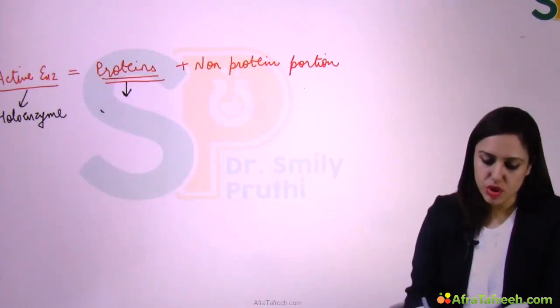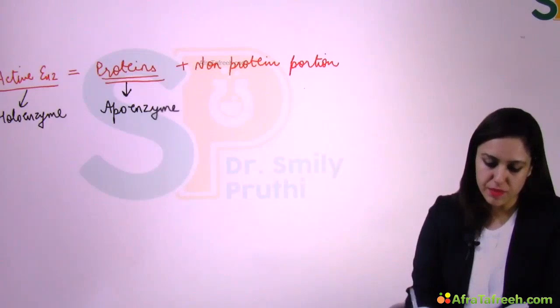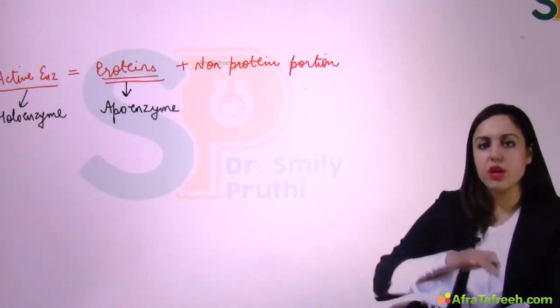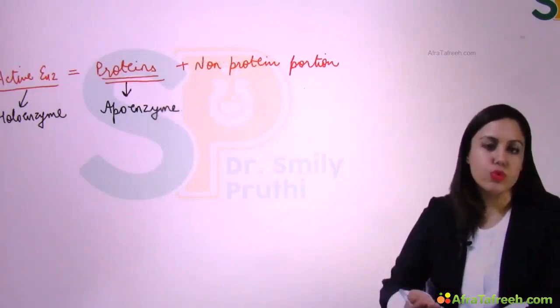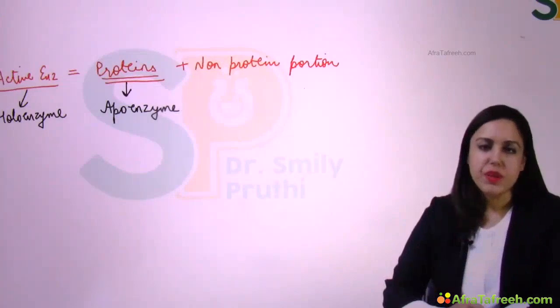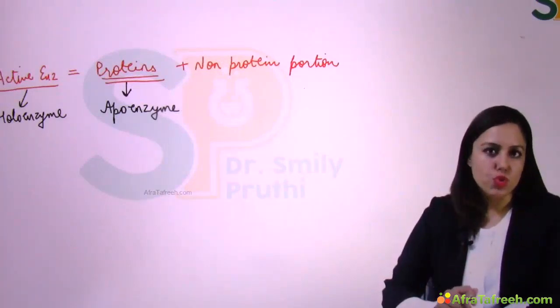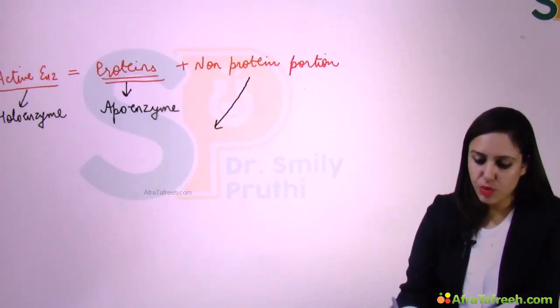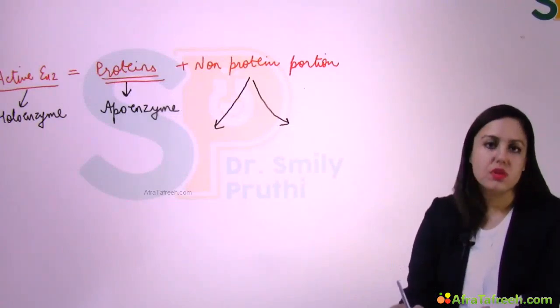Protein portion is known as apoenzyme, right? The active, complete enzyme, when you take the protein as well as the non-protein portion, is called holoenzyme, but the protein portion is known as apoenzyme, and the non-protein portion is of two types.